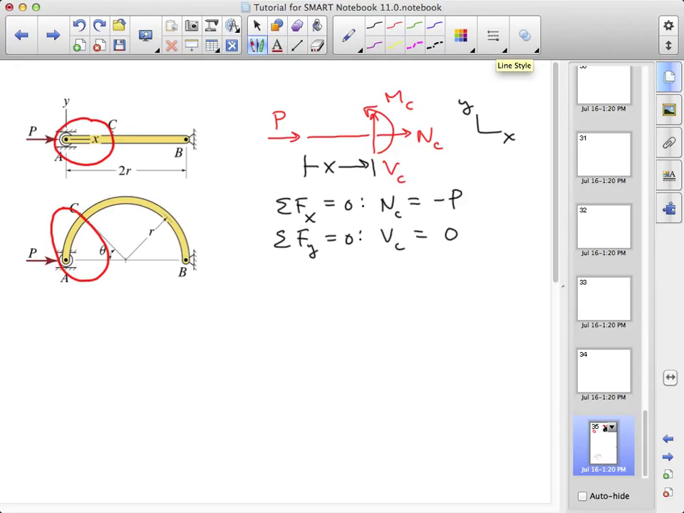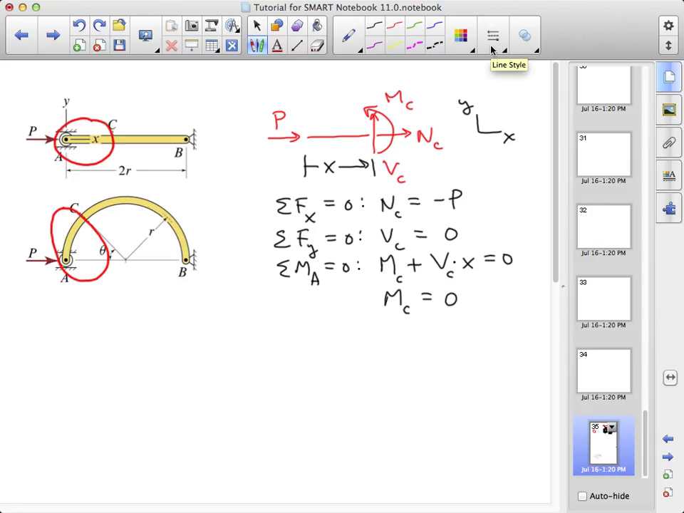and we could take moments about a couple different places, but I'll choose to take moments about A, in which case we have the bending moment at C plus the contribution from the shear force through a moment arm x equals 0. But we've determined that VC equals 0, so the bending moment at C is also 0. So what this tells us for the straight member is that the internal loads consist entirely of an axial force NC equal to minus P anywhere between A and B.